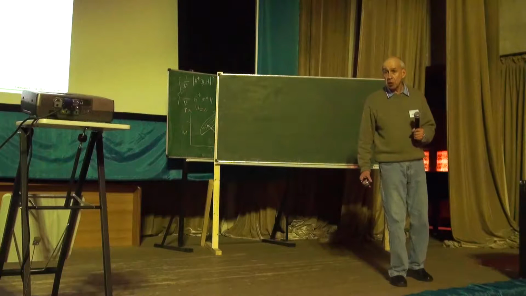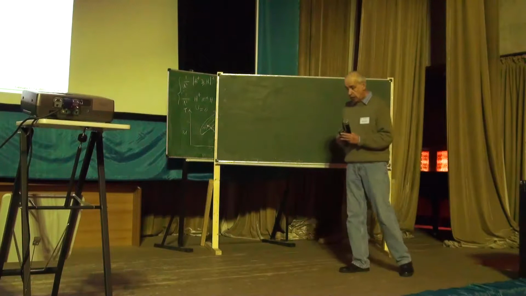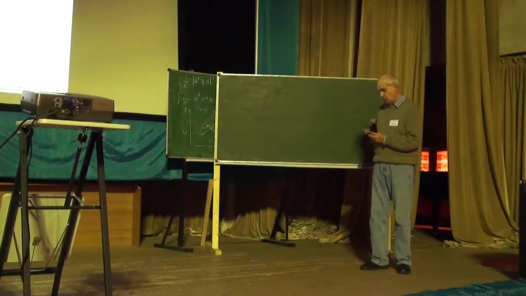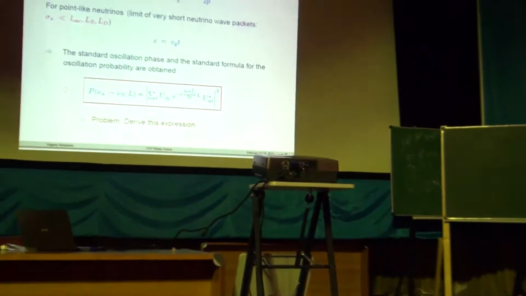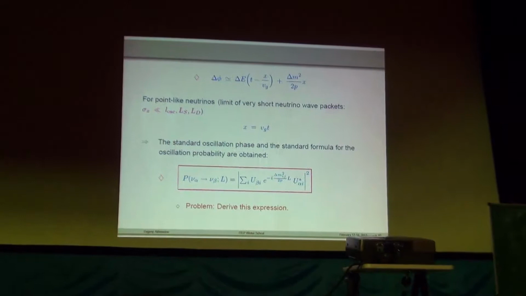Okay, now let us proceed further. I finished my lecture yesterday with deriving this expression. Sometimes I feel like having 3 hands. We derived this expression, which is the so-called master formula for the probability of neutrino oscillations in vacuum.